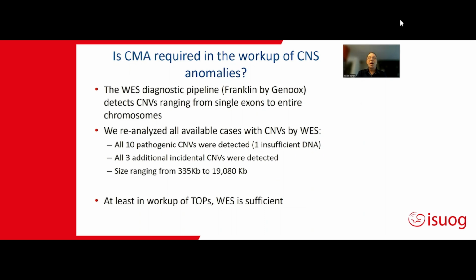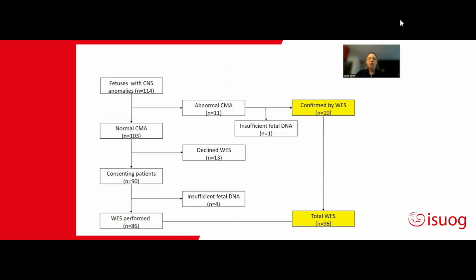And then when we have a chance and we have the funding to do the genetic workup of brain abnormalities, we go straight ahead to whole exome sequencing, because we assume that we can detect all single nucleotide variants, all point mutations, et cetera, but also copy number variants. So this sums up our results.